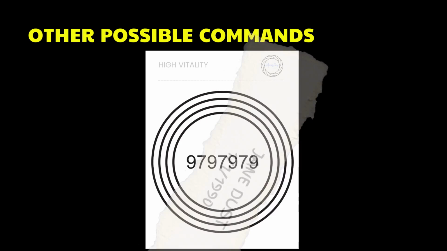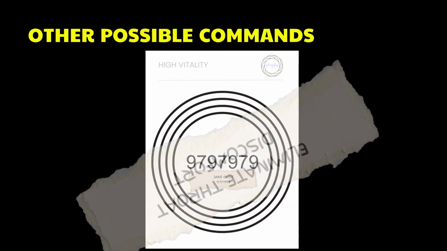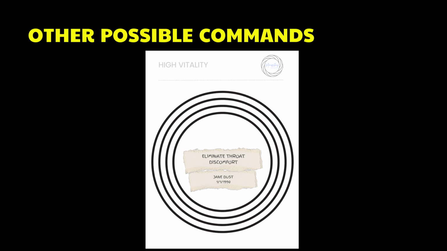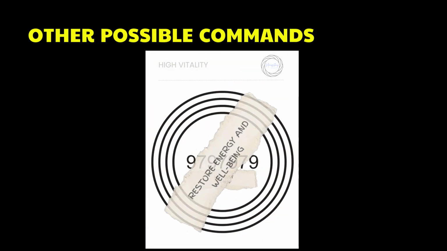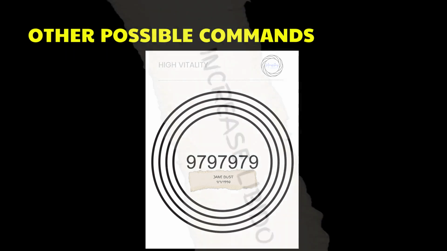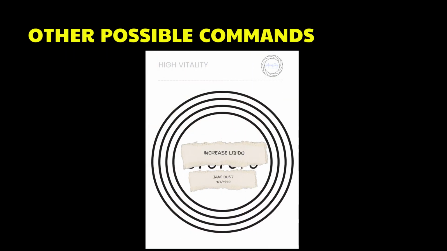Other possible commands used with the high vitality graph may include eliminate throat discomfort, restore the health of the pancreas, healthy pancreas, increase physical vitality, restore energy and well-being, increase libido. These are only examples. The command should always be clear, direct, and appropriate for the person receiving the energetic work.